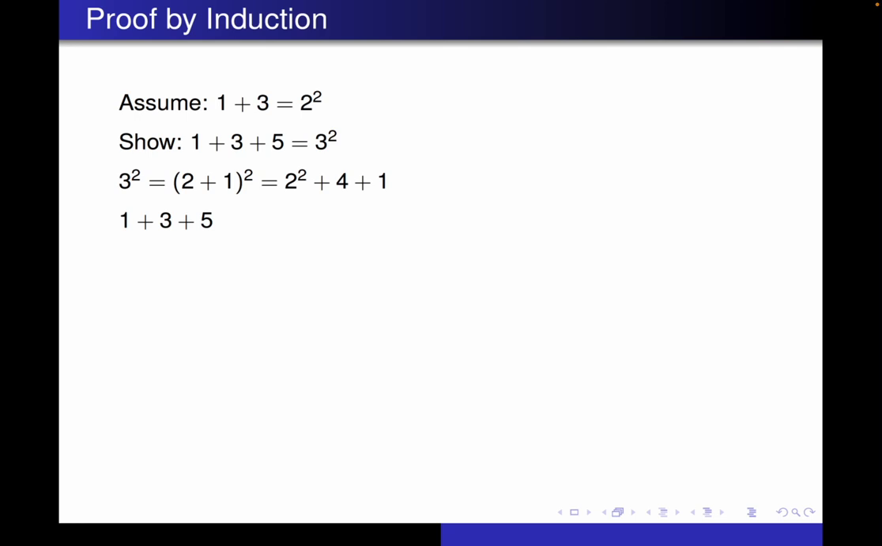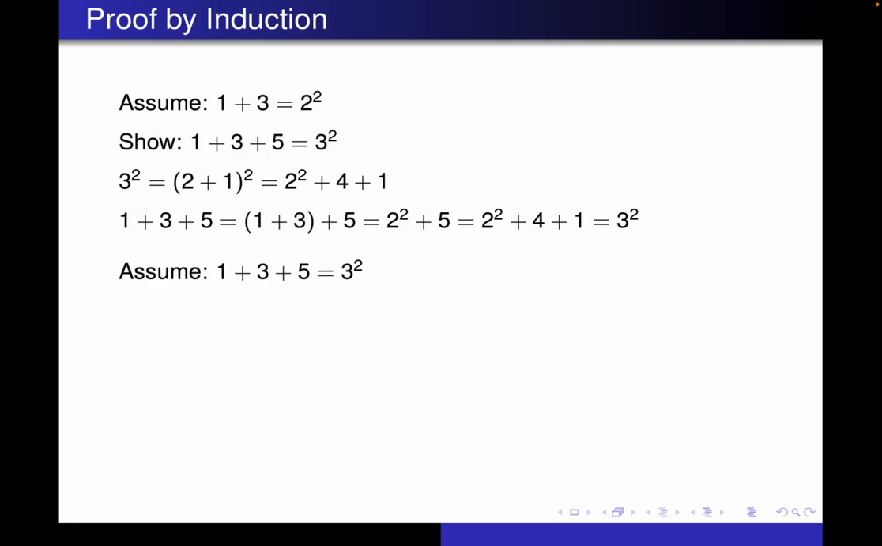Now let's see what I'm going to do with that 1 plus 3 plus 5. If I look at the very top row, I get to assume, remember, that 1 plus 3 equals 2 squared. And I just happen to have a 1 plus 3 in that 1 plus 3 plus 5. So if I split off that 1 plus 3 from the rest of the sum, I can replace that 1 plus 3 by my assumption, by 2 squared. So I get 2 squared plus 5. That 5 is 1 more than 4, so I can write that as 4 plus 1. So I've got 2 squared plus 4 plus 1. If I look in the line above, that's exactly equal to 3 squared. So I've just proven that 1 plus 3 plus 5 equals 3 squared.